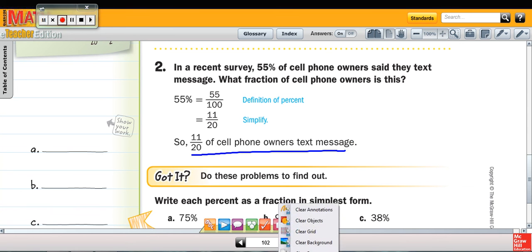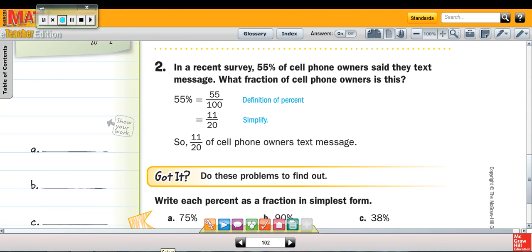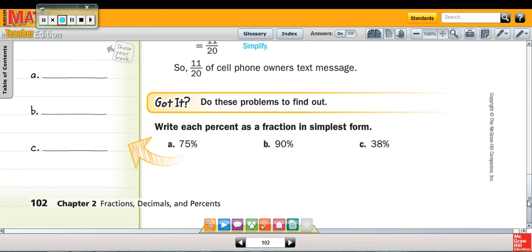Okay? Take a minute and do the Got It's at the bottom of the page, A, B, and C, and pause the video at this time while you work on those.